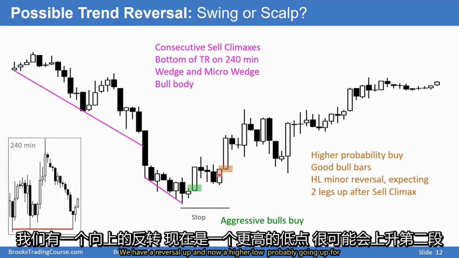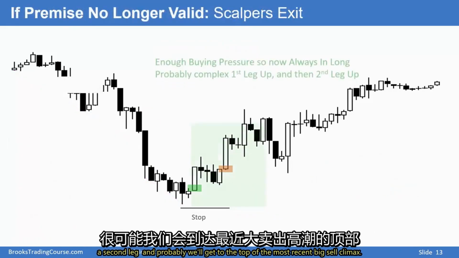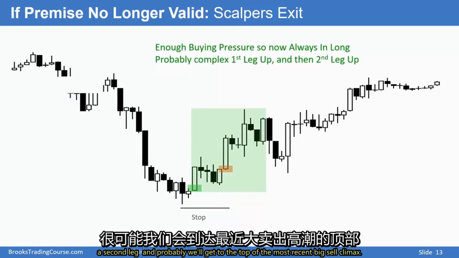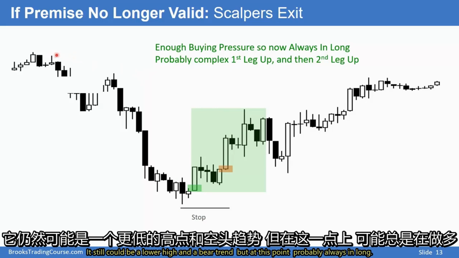We have a reversal up and now a higher low, probably going up for a second leg, and probably will get to the top of the most recent big sell climax, this high. Strong enough up here or here, the market's probably always in long. It still could be a lower high and a bear trend, but at this point, probably always in long.